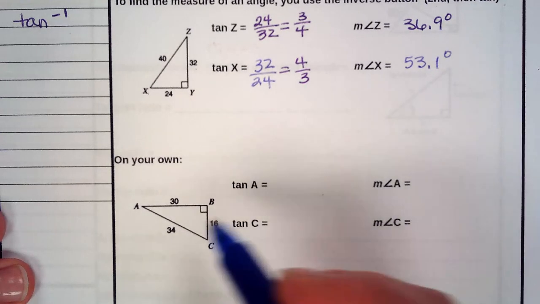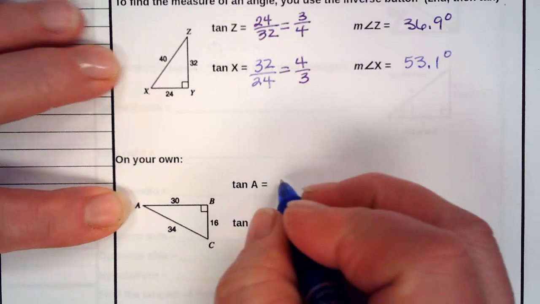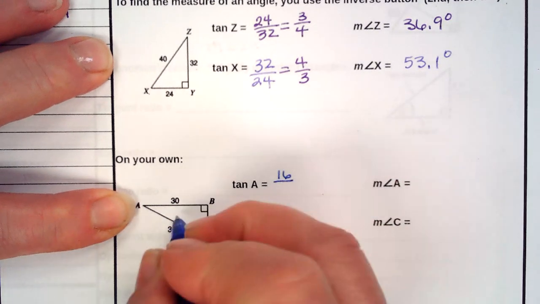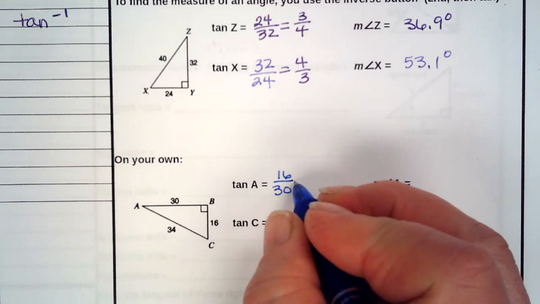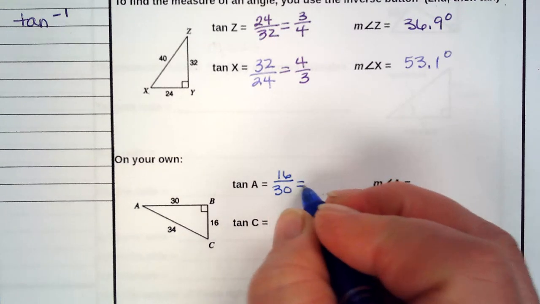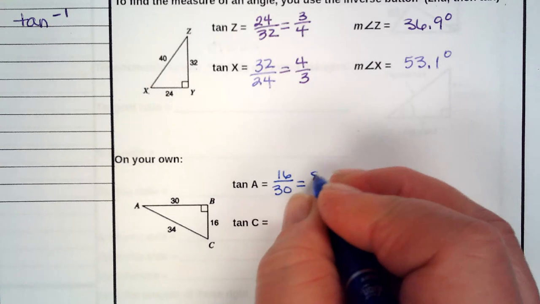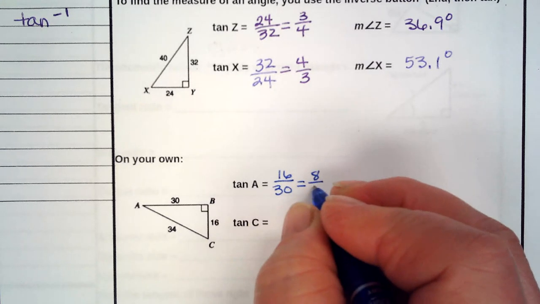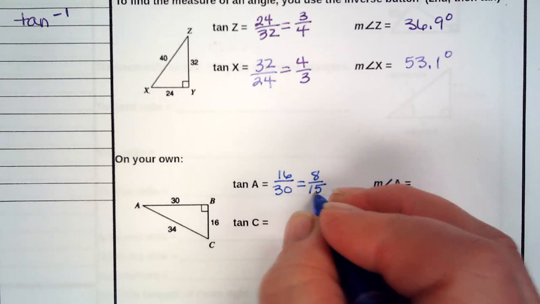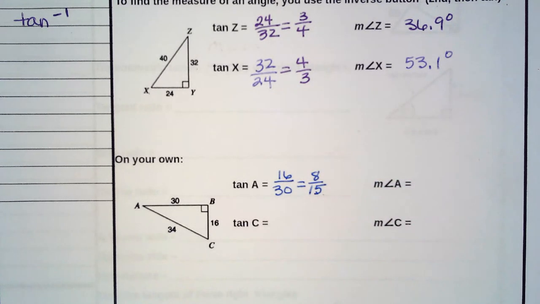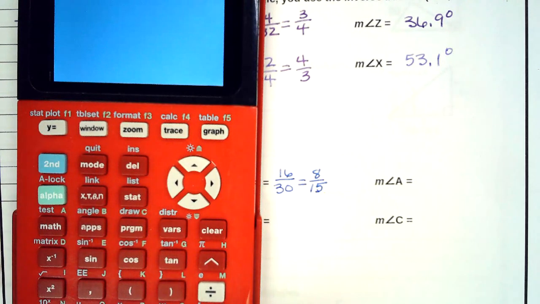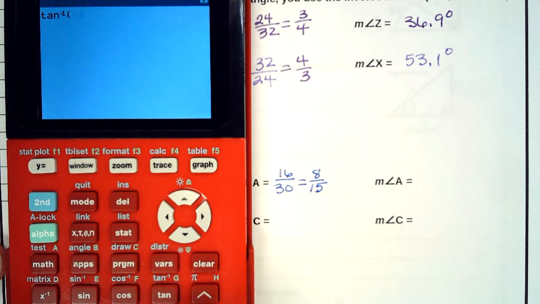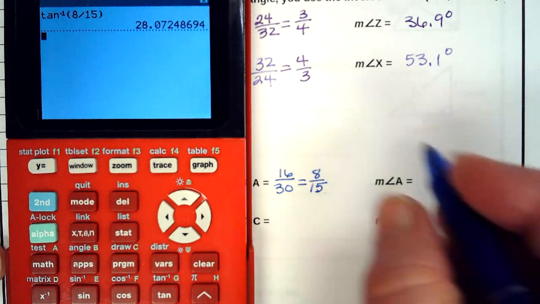Well, I do hope you tried. If I'm at angle A, 16 is straight across. 16 is my opposite, 30 is my adjacent. Okay, both of those are divisible by 2. 16 divided by 2 is 8. 30 divided by 2 is 15. Now, I have to use my inverse button. Remember that tangent, second, and tangent to get the inverse. 8 divided by 15, close it off, and it is 28.1.